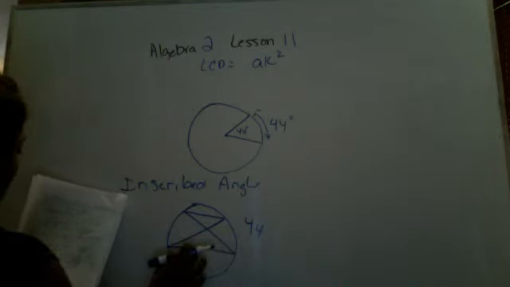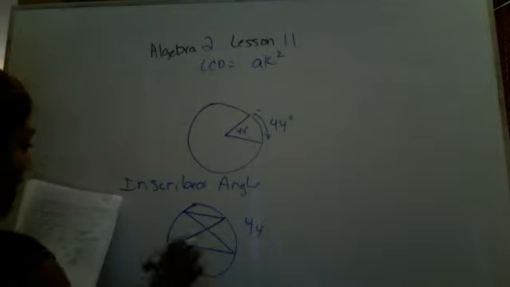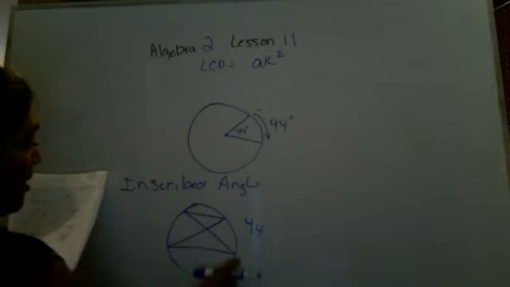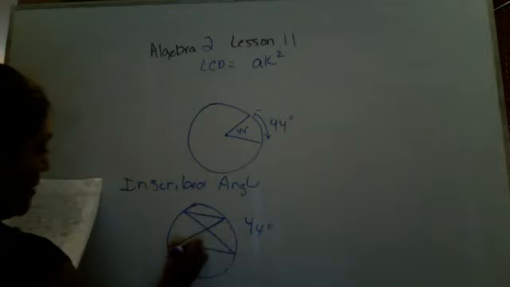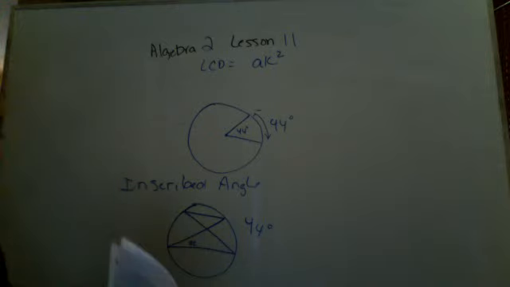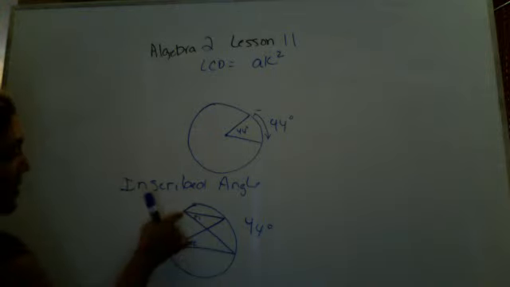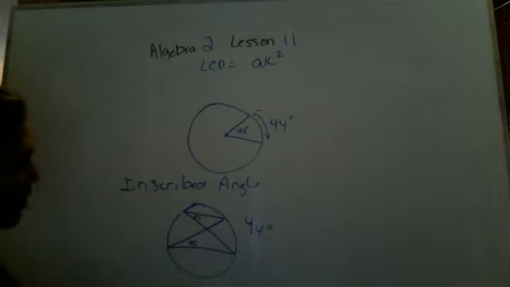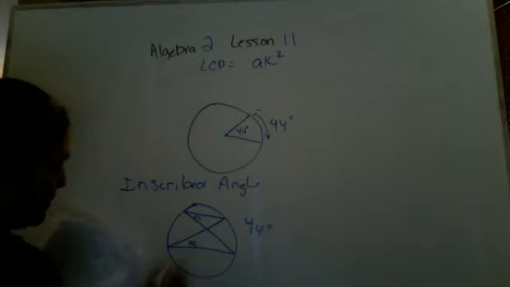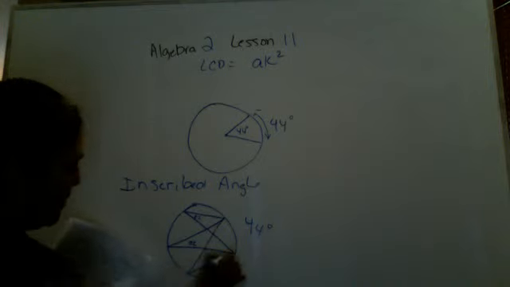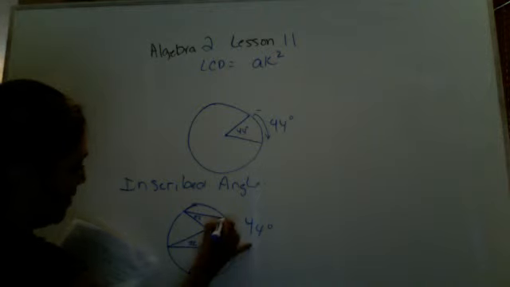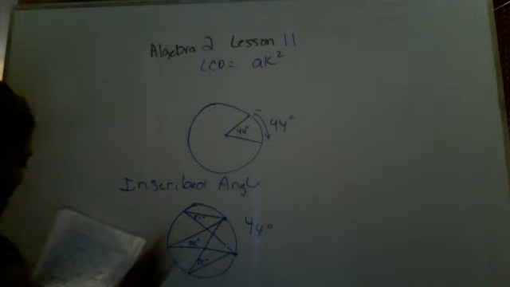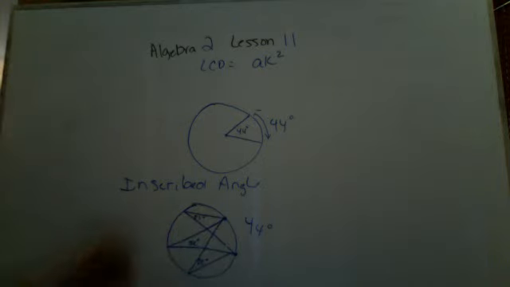Okay, so the measure of an inscribed angle is half of the intercepted arc. This is the arc. It's 44 degrees, so this is going to be 22. This one right here is also going to be 22. Do you see? Because its vertex is on the circle and it intercepts the arc. If I did this and went through these same points right here, this is also going to be 22 degrees. So the inscribed angle is half of the intercepted arc.